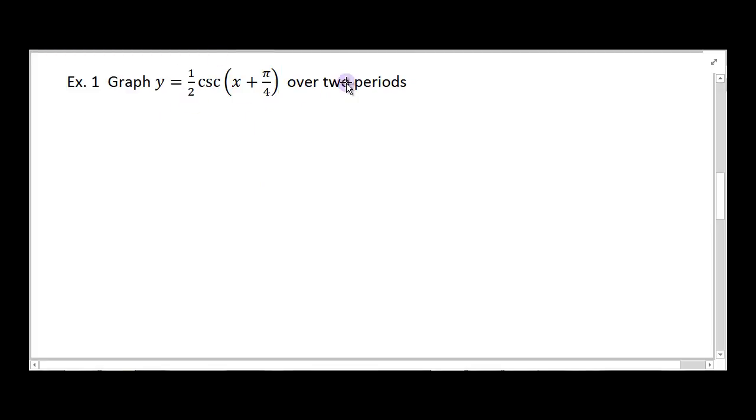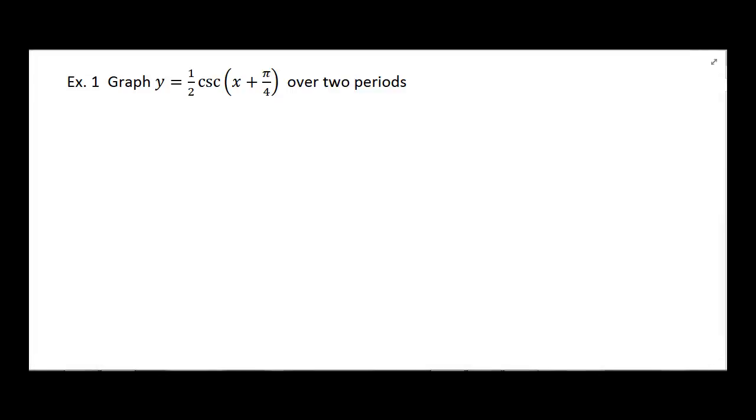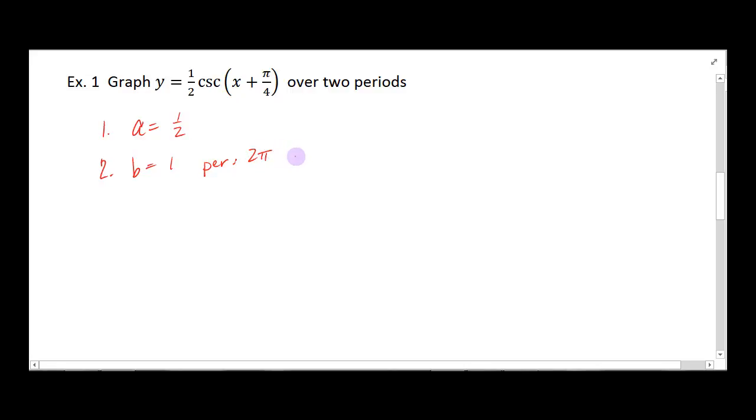We're going to start by identifying what A is, and although I don't have an amplitude for cosecant, I still need to know what A is when I graph this on the y-axis. In this case, since this value is being multiplied to the function, A is 1/2. B in this particular function is 1, and therefore the period, 2 pi over B, would just be 2 pi.